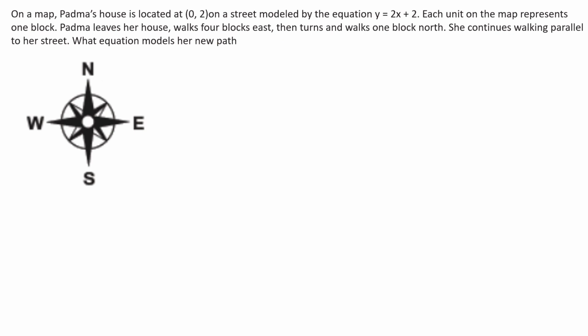On a map, Padma's house is located at (0, 2). It means whenever a 0 and some coordinate is written, it is representing the y-intercept. y equals 2x plus 2. Okay, so what is the slope? The slope is 2 for this equation.